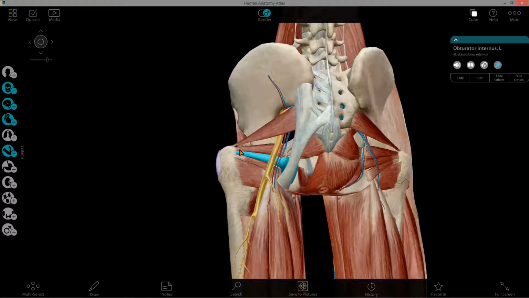Its action is it helps laterally rotate the femur at the hip joint, as well as abducts the flexed femur at the hip joint. So basically the exact same as the piriformis muscle.